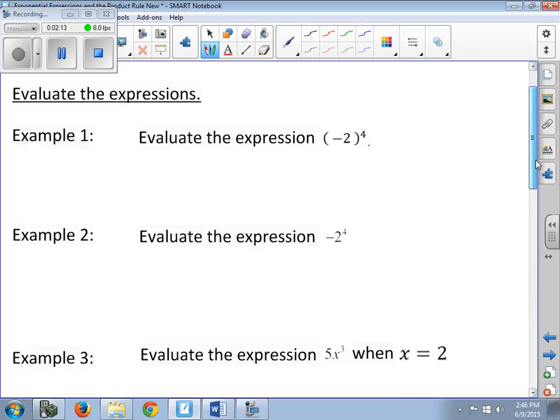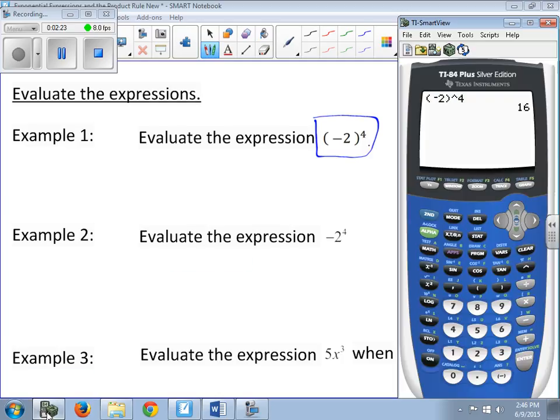Okay, let's evaluate the following expressions. Example 1, we want to evaluate this expression, and we can use our calculator to help us with that. We want to type it in exactly as it is in the problem, negative 2, in parentheses, raised to the 4th, and that turns out to be 16.